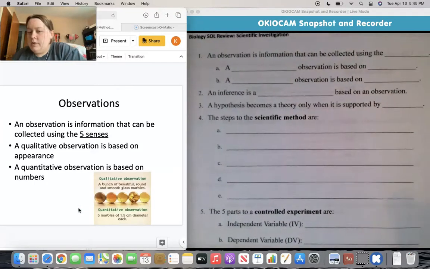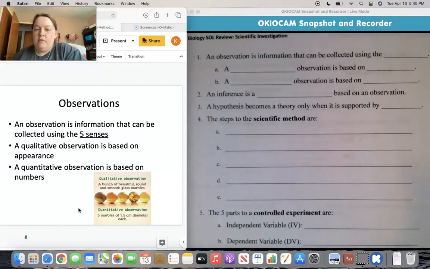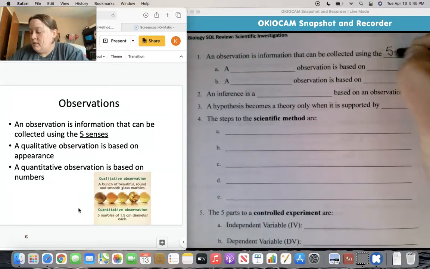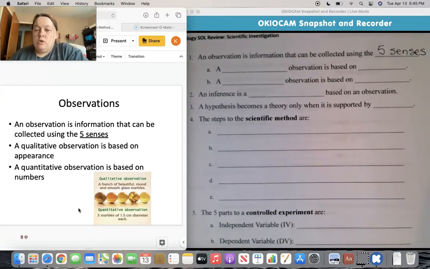Alright, first we're going to start with the differences between observations and inferences. Observations are very important in science because they're the basis for everything and the way that we act and react to the world around us. Observations are information made and gathered using your 5 senses. So you either see it, hear it, taste it, touch it, or smell it. When you look around and see that the grass is green, the sky is blue, there are 2 dogs, those are observations. And observations can be one of 2 types.